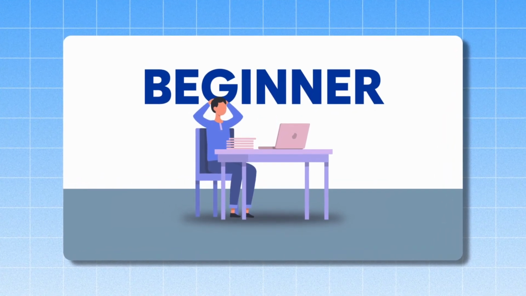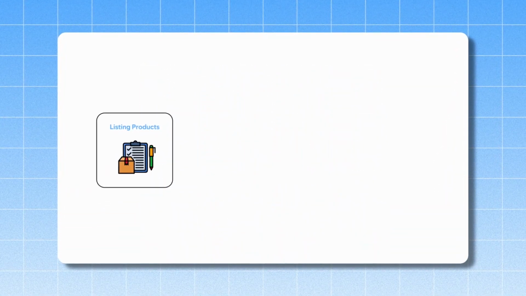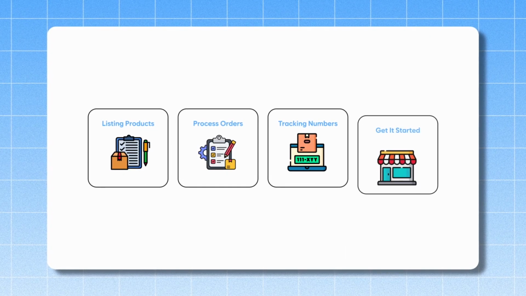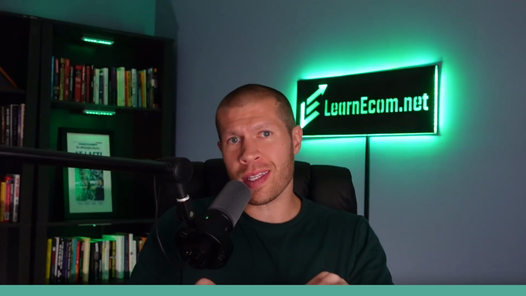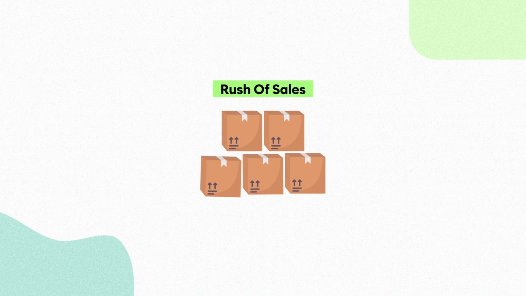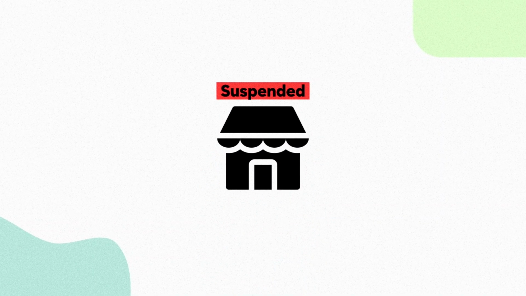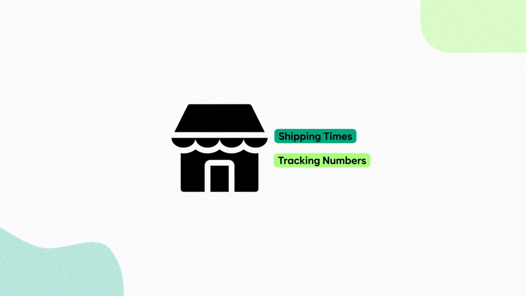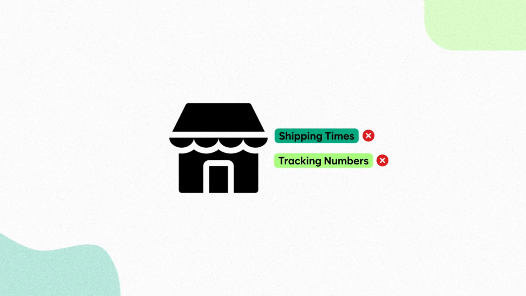For those just starting, it's not always clear how to go about listing products, how to process orders, how to input tracking numbers, how to get it up and running, and much more. Because of this, I often see one of two things happen. Either a person starts dropshipping on TikTok Shop from an overseas supplier like AliExpress, for example. They get a quick rush of sales and then inevitably get suspended relatively quickly when TikTok realizes that their shipping times and their tracking numbers don't meet the platform requirements.